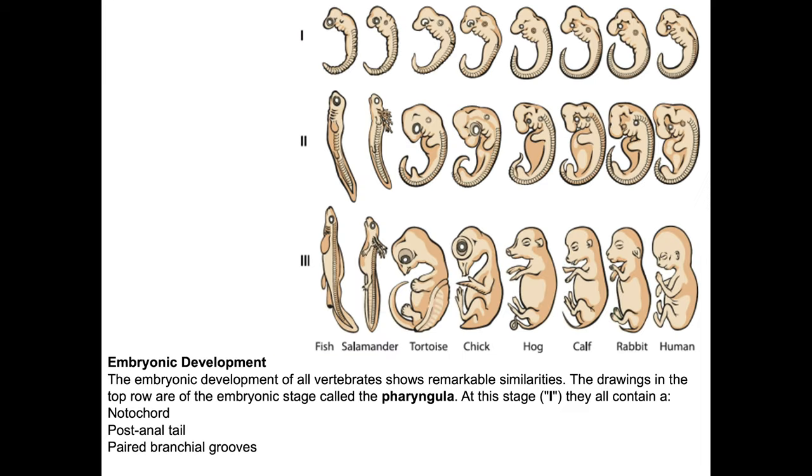When we look at our evolutionary development, we see that it strongly follows embryonic development. So here we have a group of organisms, distantly related organisms, include fish, salamanders, tortoises, chicks, hogs, calves, rabbits, and humans. So fish, amphibians, reptiles, birds, hogs, calves, rabbits, and humans. Now, when we start out in life, we all look very similar. In fact, at this stage, we all have these things in common.